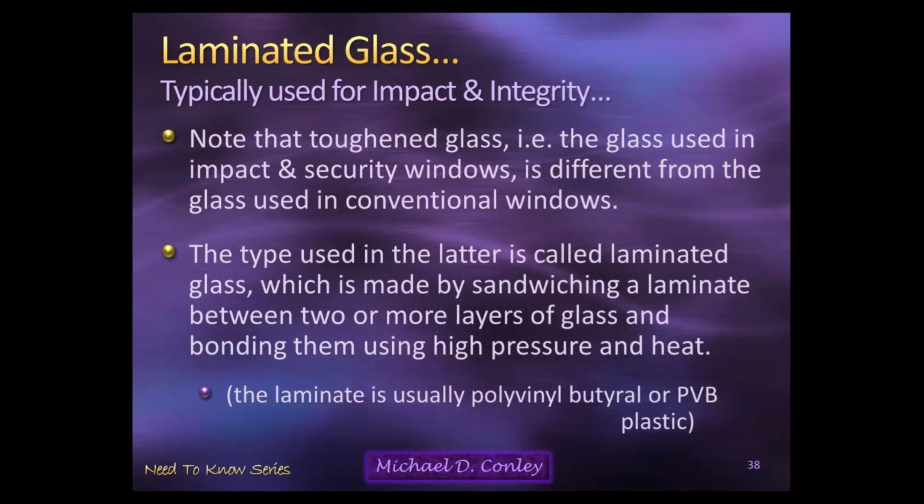Note that toughened glass, in other words, the glass used in impact security windows, is different from the glass used in conventional windows. The type of glass used in the latter is called laminated glass, which is made by sandwiching a laminate between two or more layers of glass and bonding them using high pressure and heat. The laminate used today is usually polyvinyl butyral, or PVB plastic.